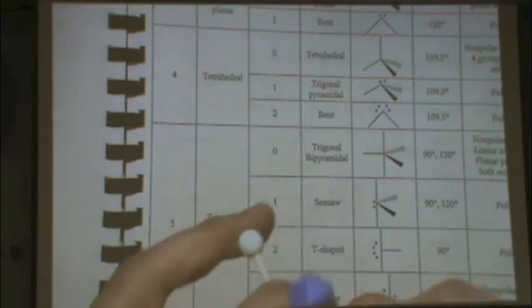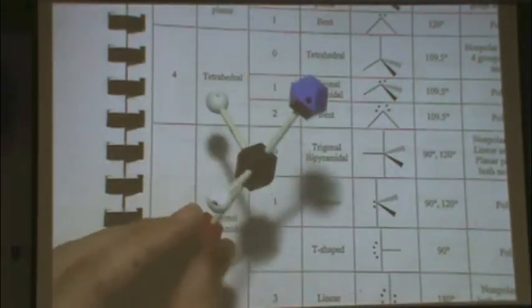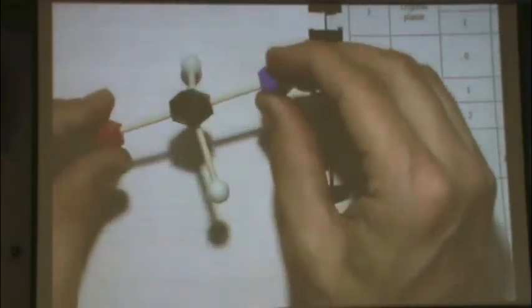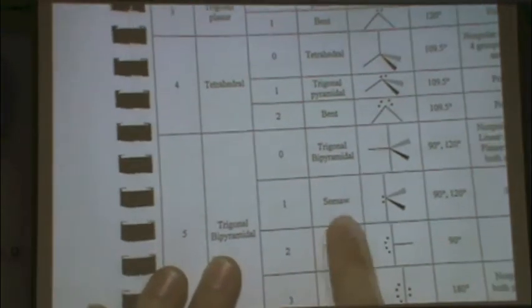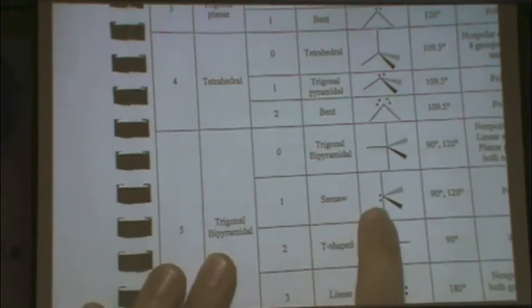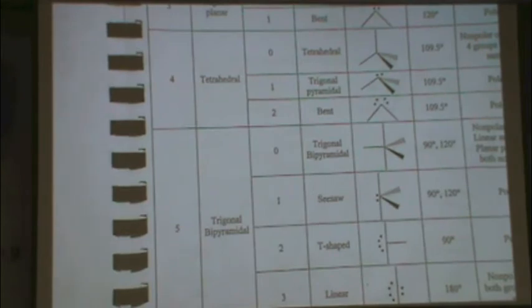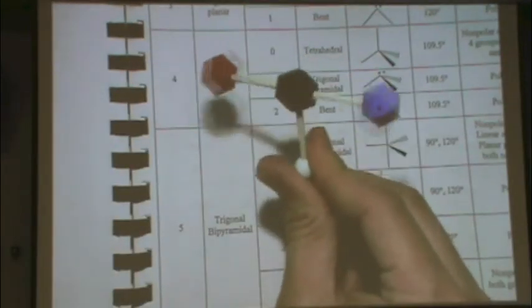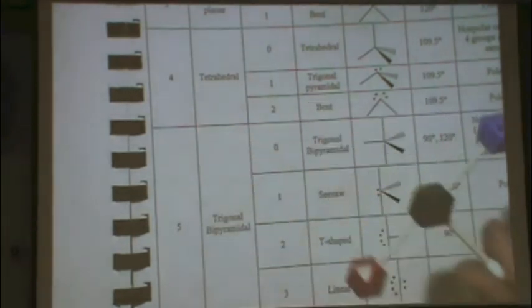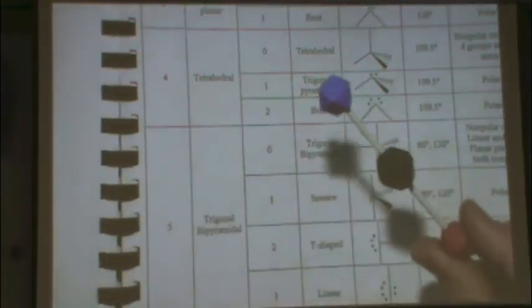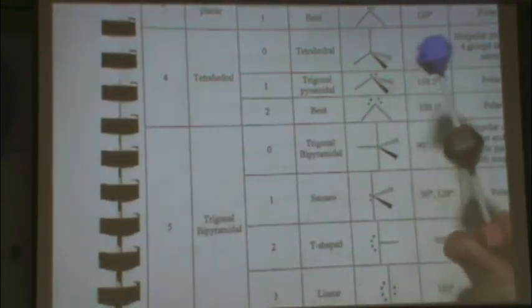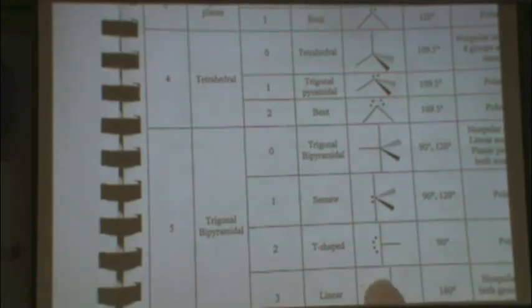If I remove one group, then you get this. What is this? This is called seesaw because it's a little teeter-totter like you had in 1st grade. So that's why the molecular geometry name is seesaw when you remove one group and change it to a lone pair. If you remove 2 groups, it's now T-shaped. Notice now the bond angle is only 90. And if you remove 3 groups, notice it is now linear. So 3 lone pairs now, and the bond angle is 180.